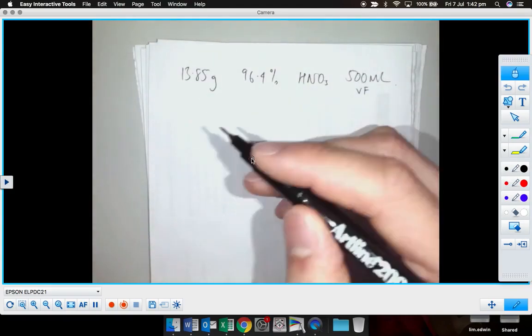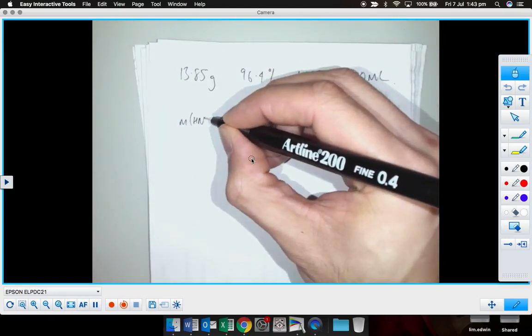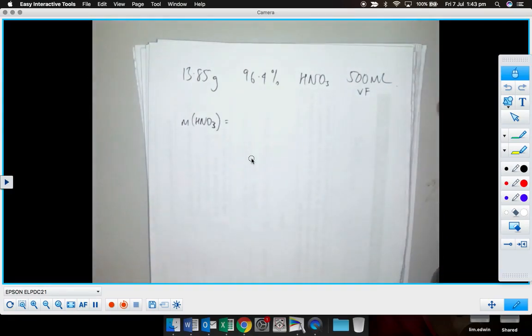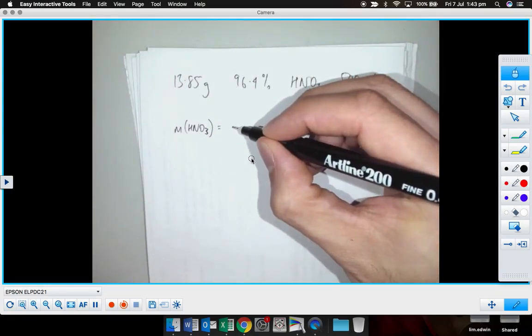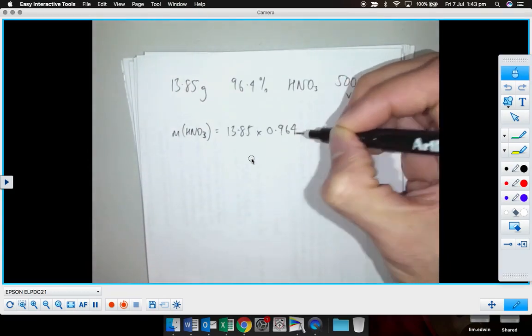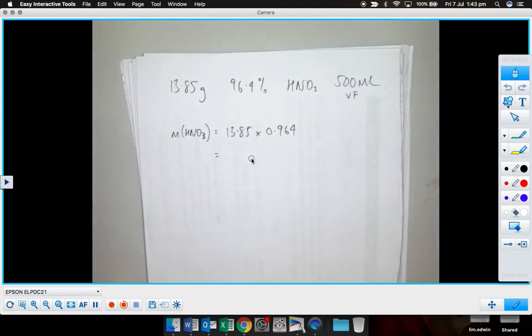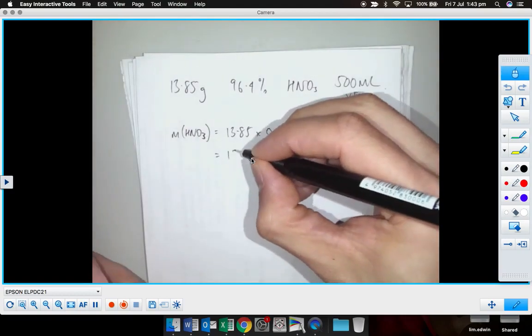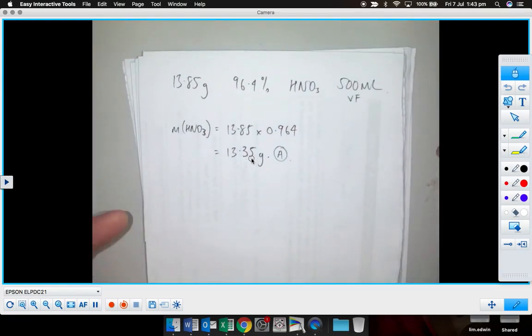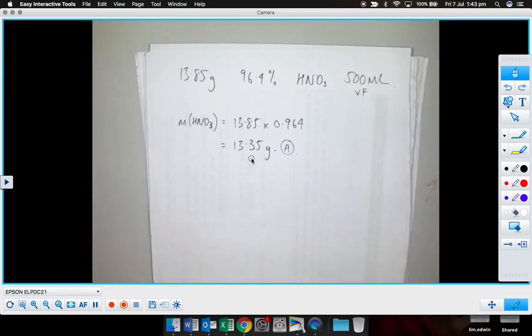We can work out the mass of the HNO3, because we've been told that it's only 96.4% pure. It's got 13.85 grams of it, so it'll be 13.85 times 0.964, which will be 13.35 grams. Okay, please remember to save these values in your calculator. Otherwise, you will end up not having the exact value when you get to the end.